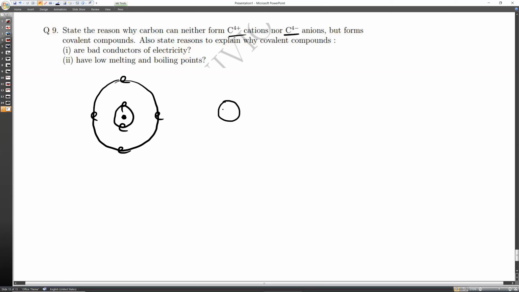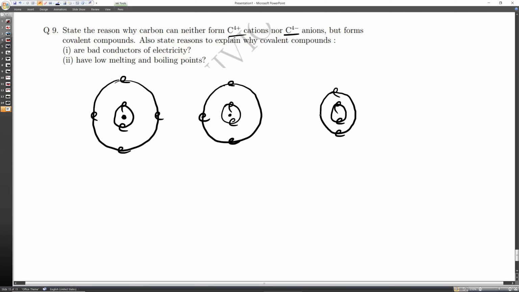Now, when it loses one electron, its size will keep on decreasing. So now it is losing, so its size decreases. Let it lose two electrons. Now, as you know, six protons are attracting six electrons, then six protons are attracting five electrons, six protons are attracting four electrons, and so on.